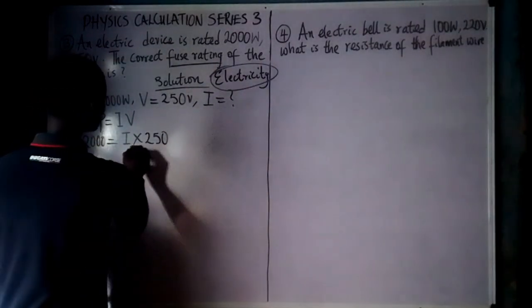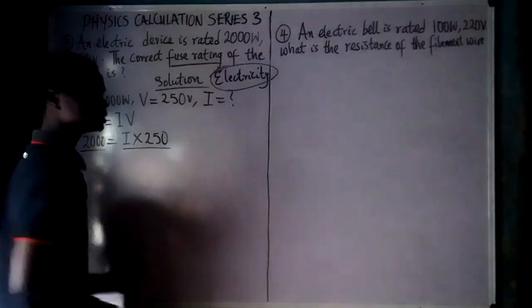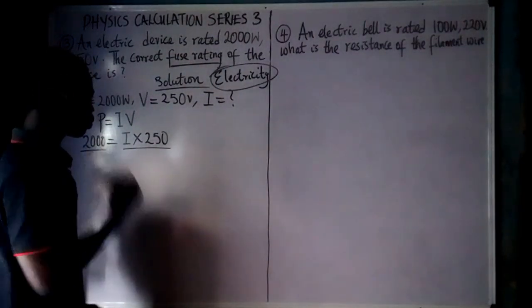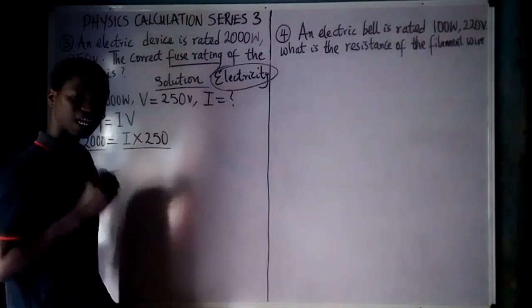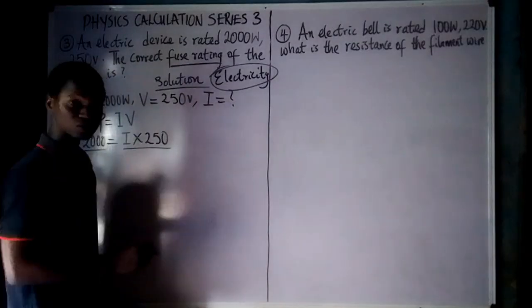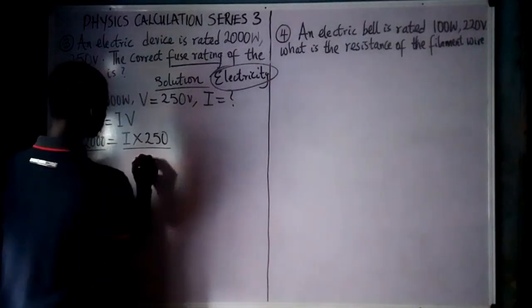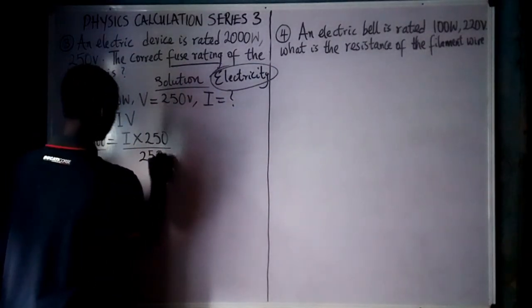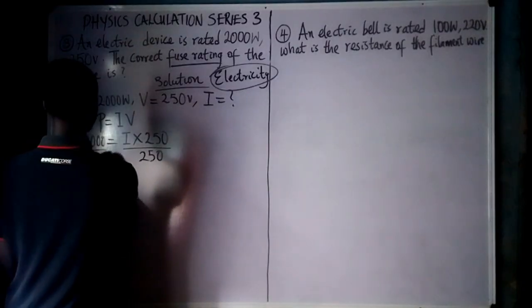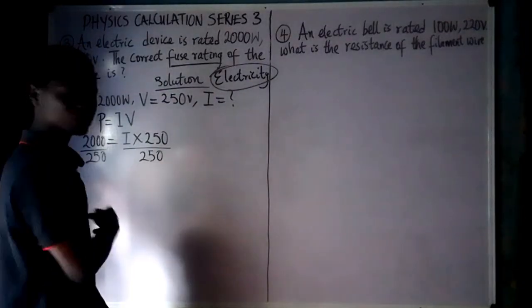We are going to divide both sides. Dividing both sides by what? What is attached to I? And guys, what is attached to I here is what? 250. So we'll say over 250, over 250. So this is what we now have.